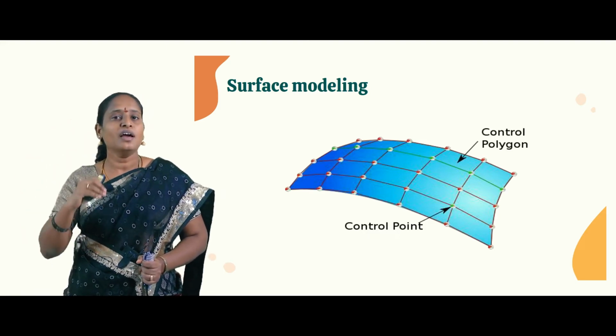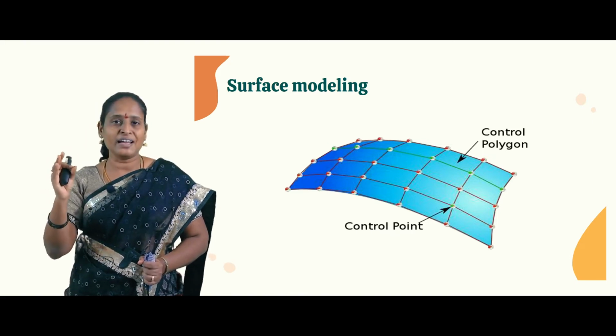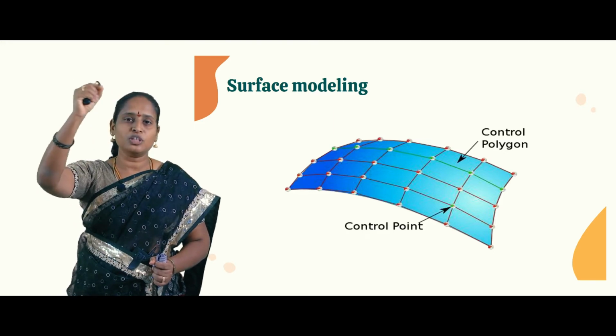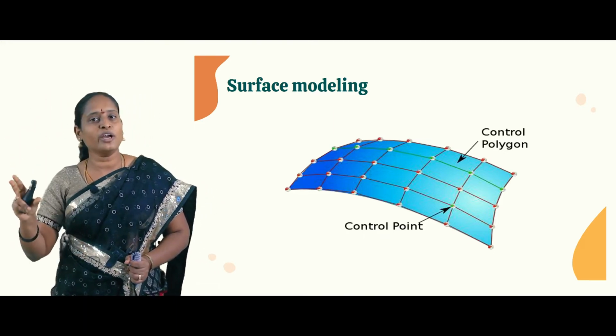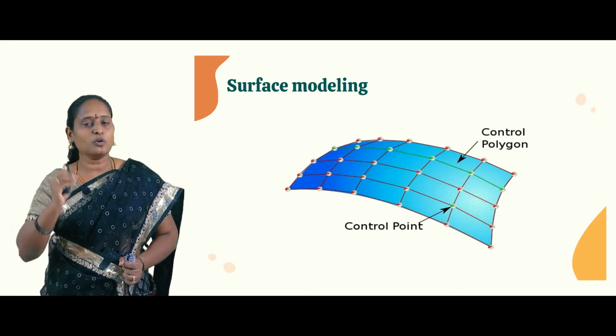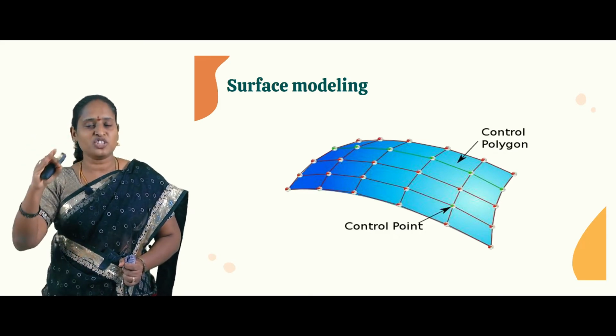For example, small kids draw small diagrams. They give numbering to the points and join them 1, 2, 3, 4 like this, so that they are joined together to form the required sketches in their cartoon drawings. Like this, you have a number of control points. You join all the control points with a control polygon to get the required shape.